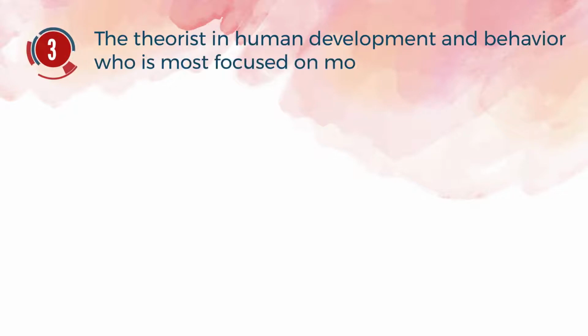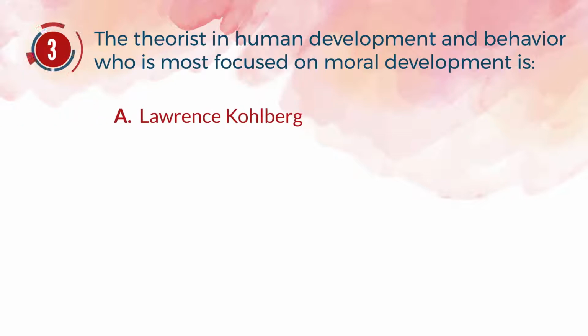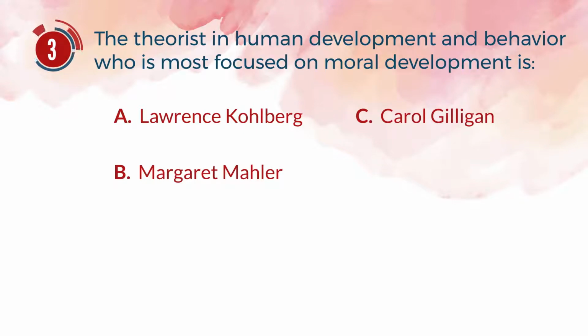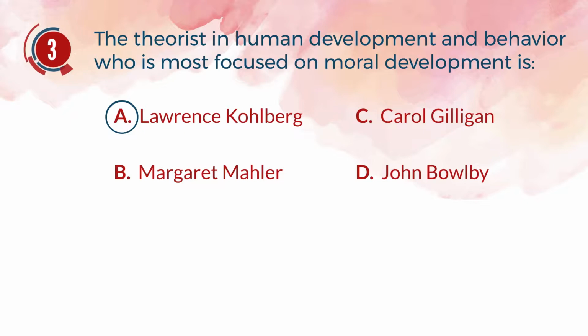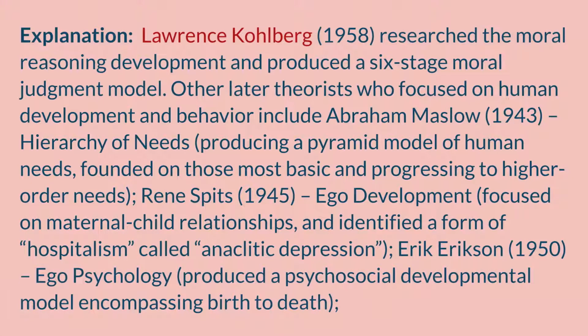Number 3. The theorist in human development and behavior who is most focused on moral development is A. Lawrence Kohlberg. B. Margaret Mahler. C. Carol Gilligan. D. John Bowlby. The answer is A. Lawrence Kohlberg. Explanation. Lawrence Kohlberg, 1958, researched moral reasoning development and produced a 6-stage moral judgment model.